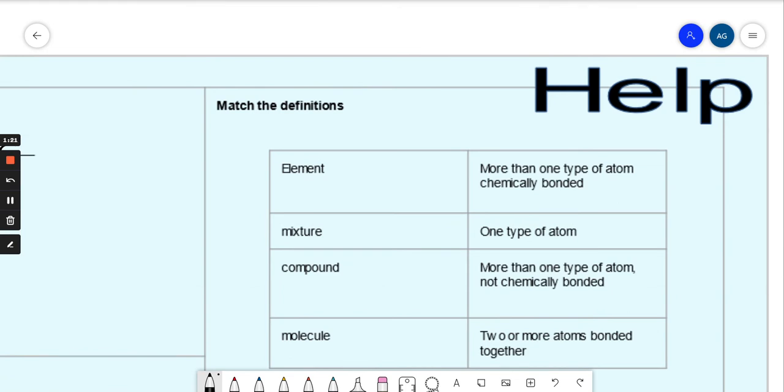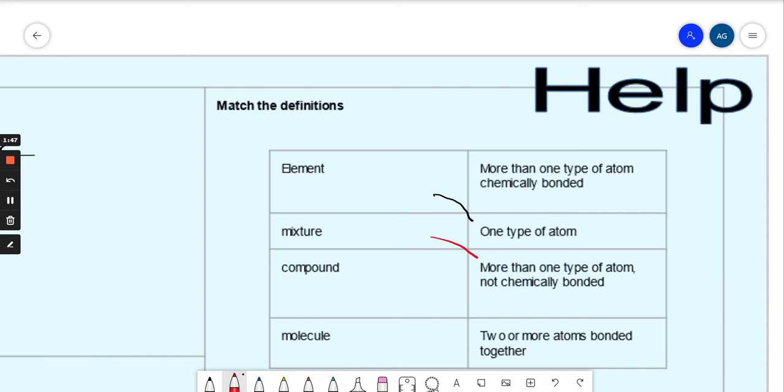What is the definition of an element? Well, an element only has one type of atom. What is the definition of a mixture? Well, a mixture has more than one type of atom which are not chemically bonded together. You can also have mixtures of compounds.